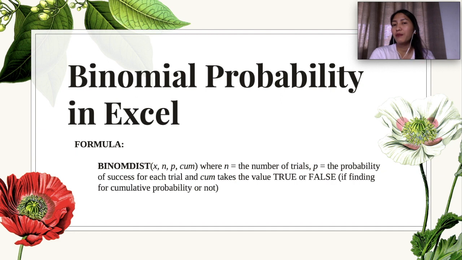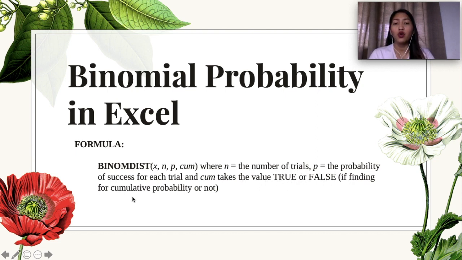Now, how do we do this in Excel, the binomial probability? All you have to do is to use the BINOM.DIST formula having these four parameters. So x, the value of x that you are getting. So these are the numbers 0, 1, 2, 3, 4, and 5 in our example. Whichever of those values, put it here. The n is the number of trials, which is 5. The p is 0.17. Then the cum can take the value of true or false.